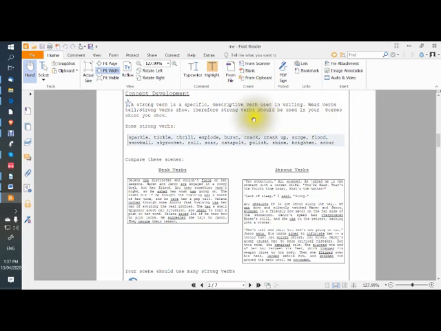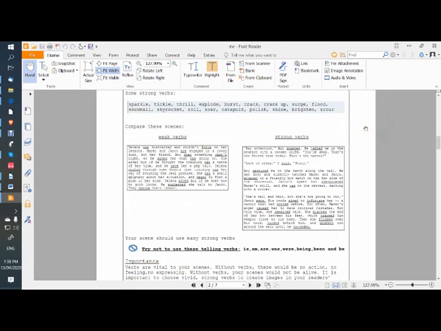So, a strong verb is a specific descriptive verb used in writing. Weak verbs tell, strong verbs show. Therefore, strong verbs should be used in your scenes where you show. So here are some strong verbs: sparkle, tickle, thrill, explode, catapult, polish, shine, brighten, scour. So these are all words that have a look to them. So when you say them out loud, you can imagine someone doing it or something doing it.